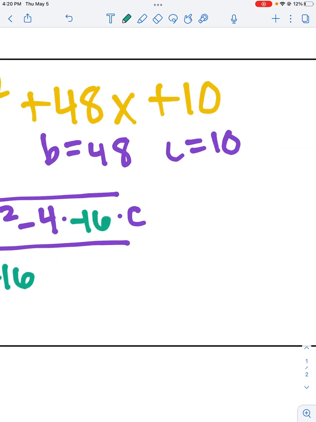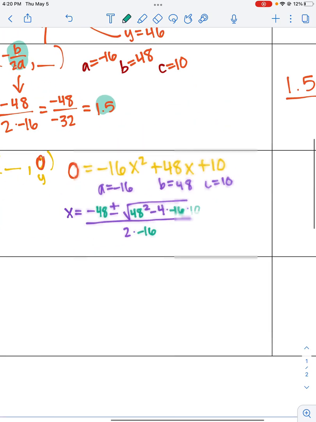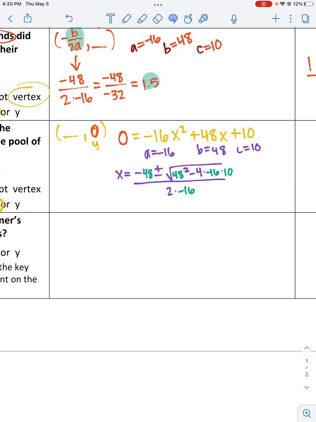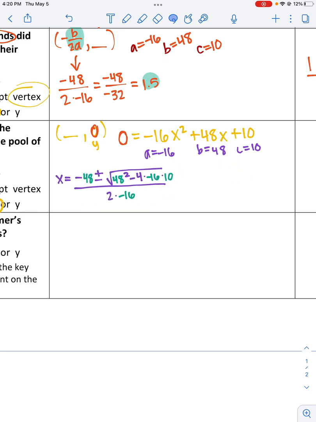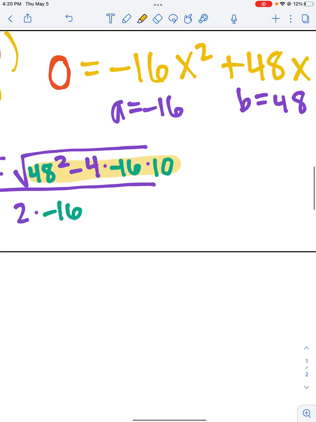And then my c is 10. All right, so we just get our a, b, c from the equation, and then we plug them into this formula. And then now we just apply our PEMDAS. So I typically make my first step to get all of this under the root down to one number.